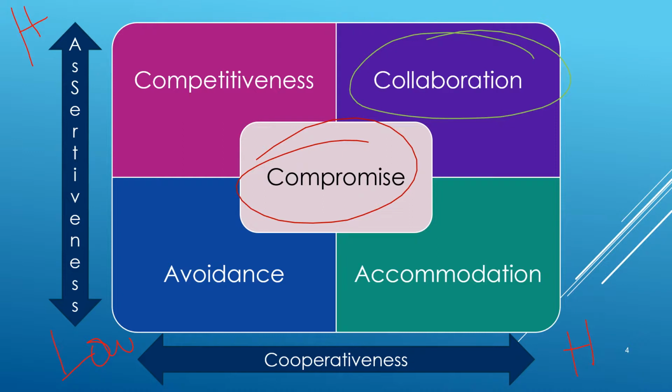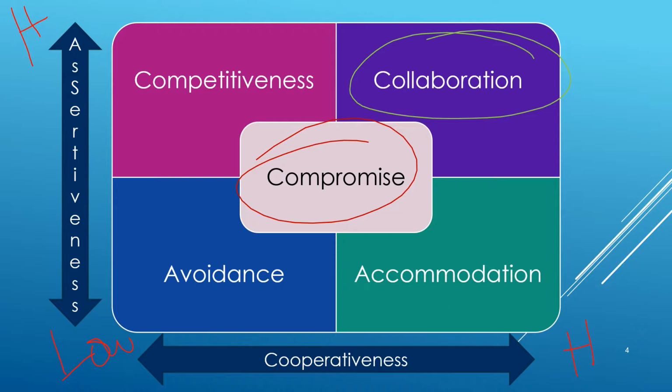Okay. When you have low cooperativeness and low assertiveness is when you have avoidance. Okay. Avoidance is good to use in conflict management when you need time to cool off. Okay. And so you want to make sure that you're going to come back and address the conflict, but right now is not the moment because your emotions are too high.